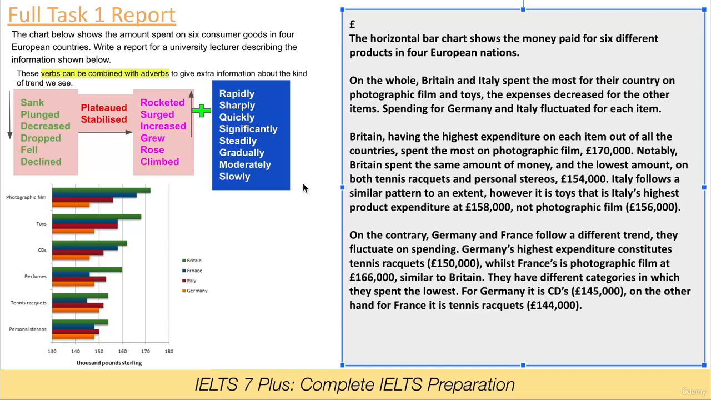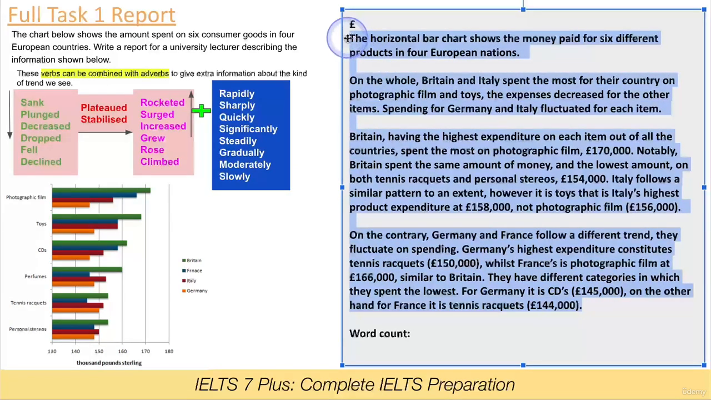On the contrary, Germany and France follow a different trend. They fluctuate on spending. Germany's highest expenditure constitutes tennis rackets, £150,000, whilst France's is photographic film at £166,000, similar to Britain. They have different categories in which they spend the lowest. For Germany, it is CDs, £145,000. On the other hand, for France, it is tennis rackets, £144,000.